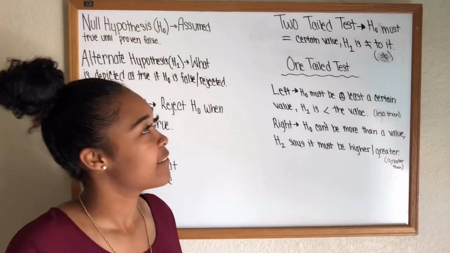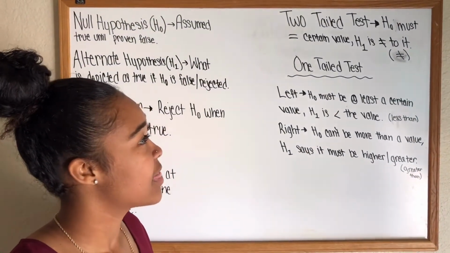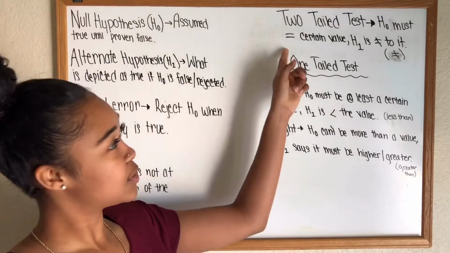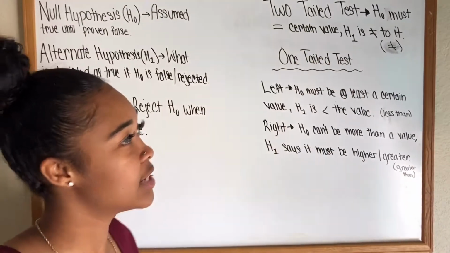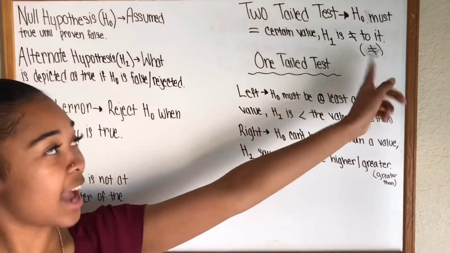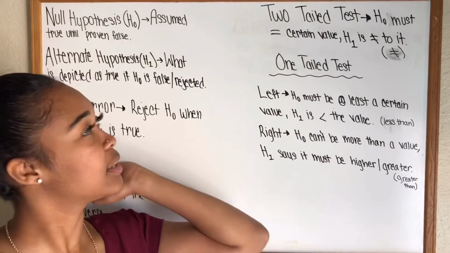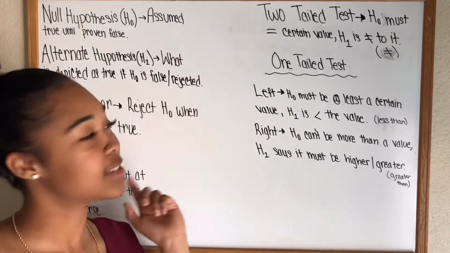Okay, and then we have the two-tailed test. In order to determine a two-tailed test, the null hypothesis must be equal to a certain value if the alternative hypothesis is not equal to it. So whenever you have an equal to and a not equal to sign in the problem, that's when you can identify it by using the two-tailed test.